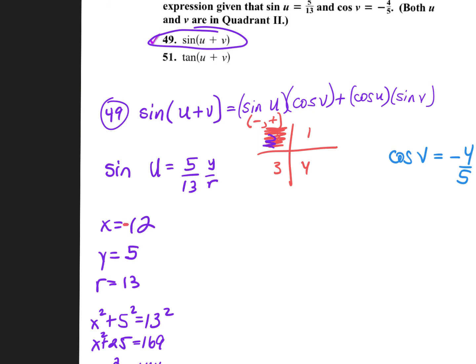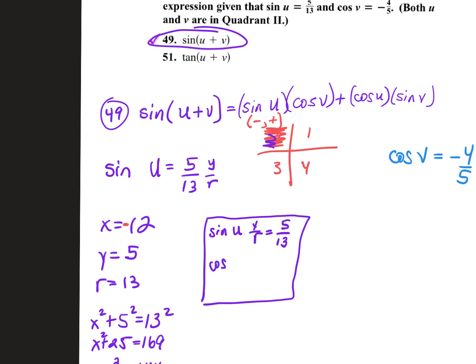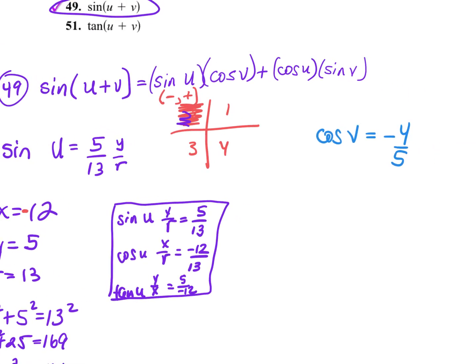Before I move on, I'm going to write in a box to help myself out what the sine, cosine, and tangent are for u. The sine of u is y over r, so that's 5 over 13. The cosine of u is x over r, so that's negative 12 over 13. And tangent of u is y over x, so that's 5 over negative 12. Very important information right here, guys, in working out your next few problems.